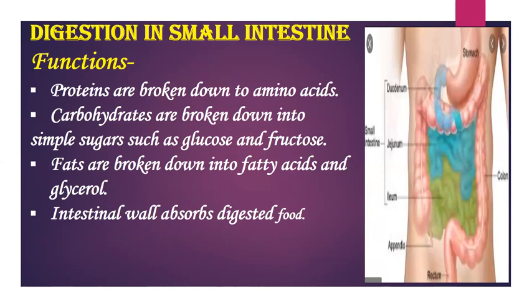If you see the functions of small intestine, you will find that here proteins are broken down to amino acids, carbohydrates are broken down into simpler sugars such as glucose and fructose. Fats are also broken down into fatty acids and glycerol. Intestinal wall absorbs the digested food.